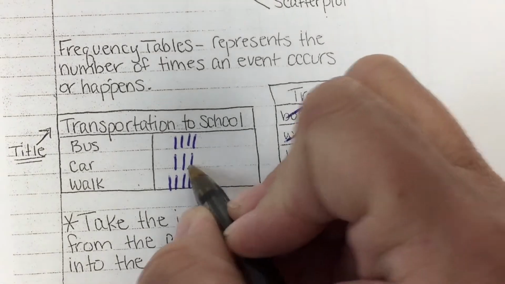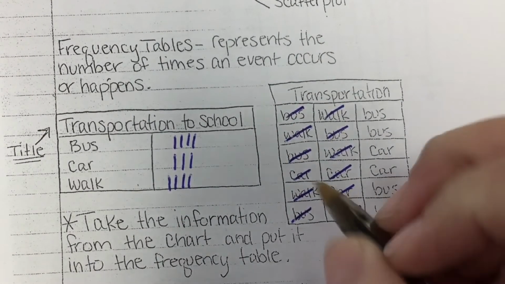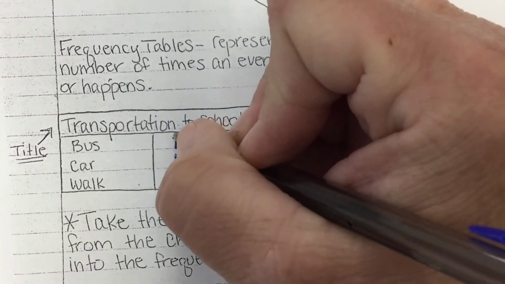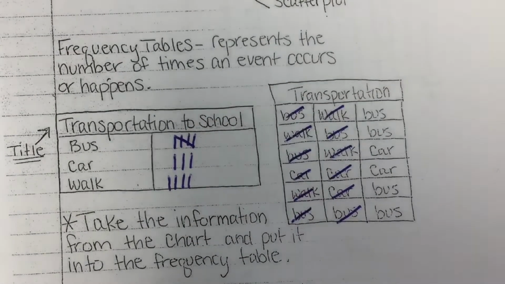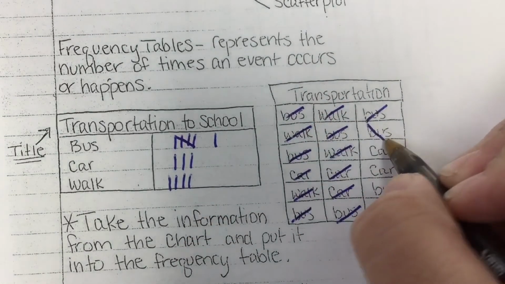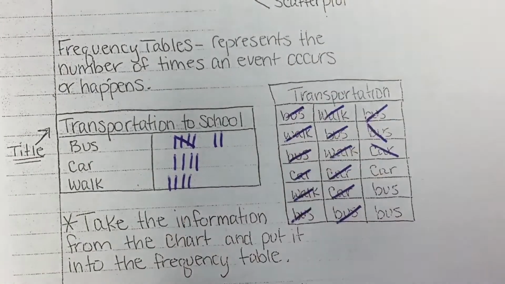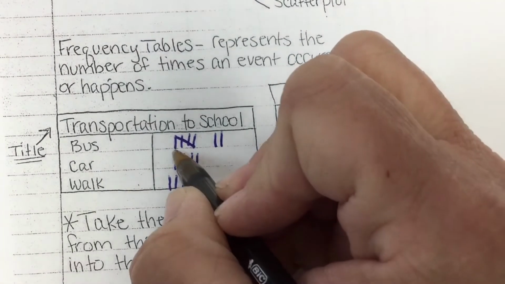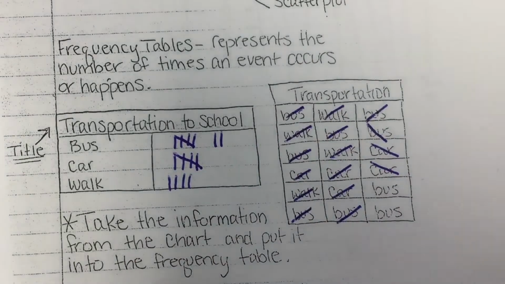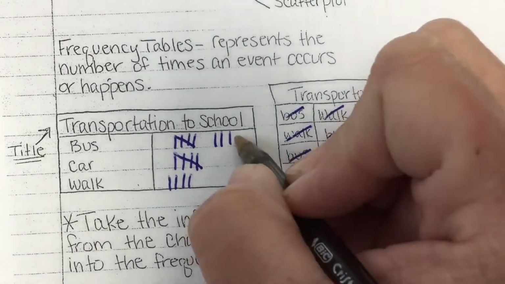Car. Bus. So I'm going to mark this one off. And this is our 5th one. So we have 4 here. We're going to draw a line across. That means 5. All right. Bus again. Car. Car. So all the way across. That's 5. Bus. And then bus again.